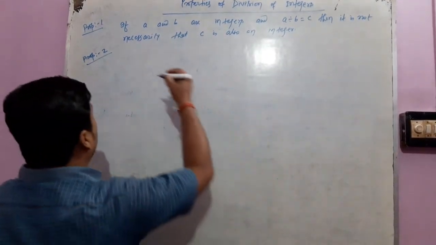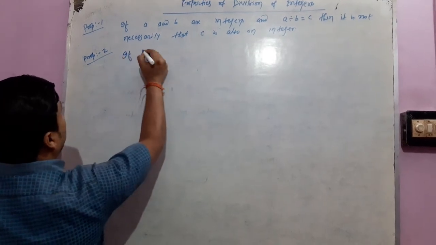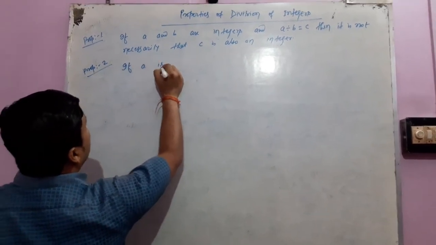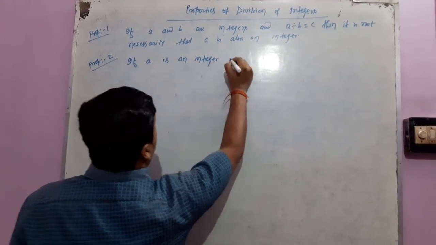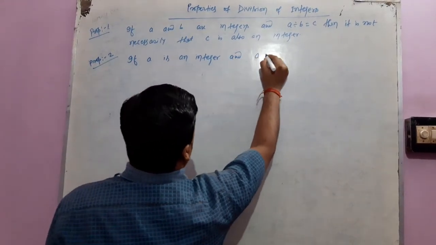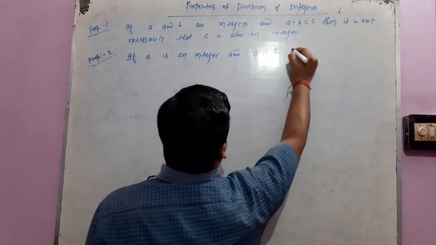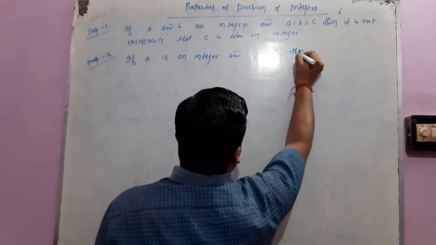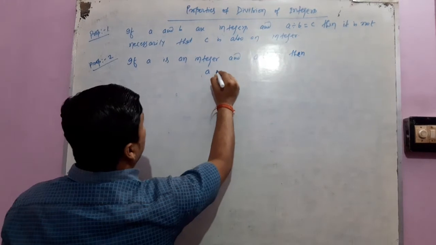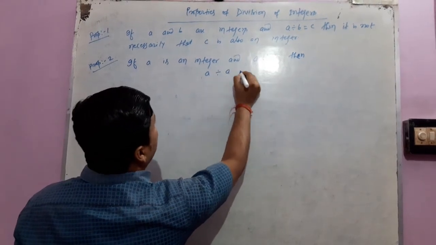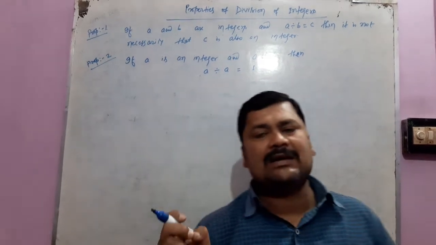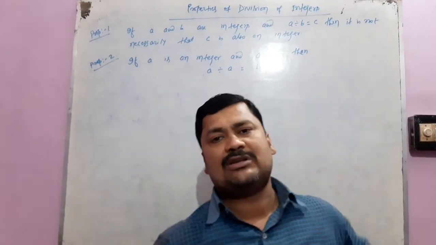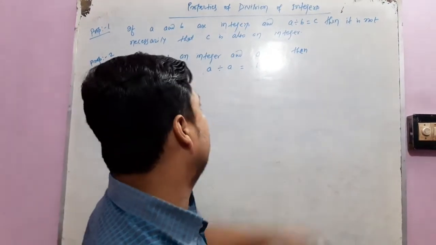Now, rule number 2. If a is an integer and a is not equal to 0, then when an integer is divided by itself, the result will always be plus 1. When any integer is divided by itself, the quotient or result will always be plus 1.